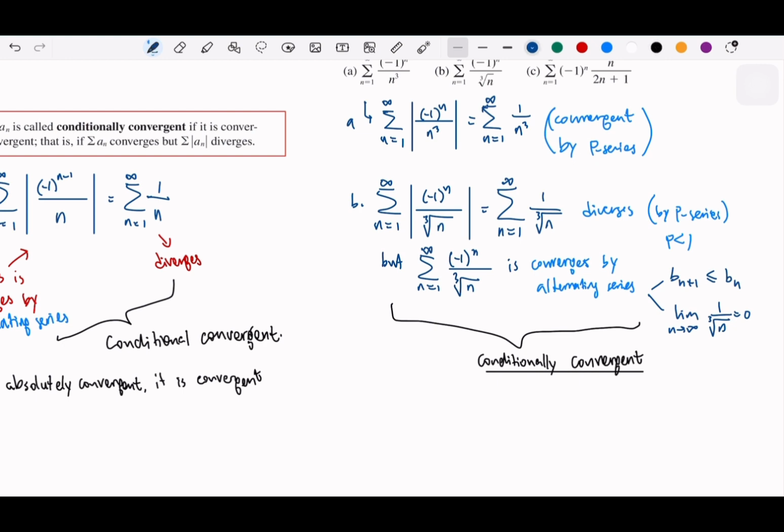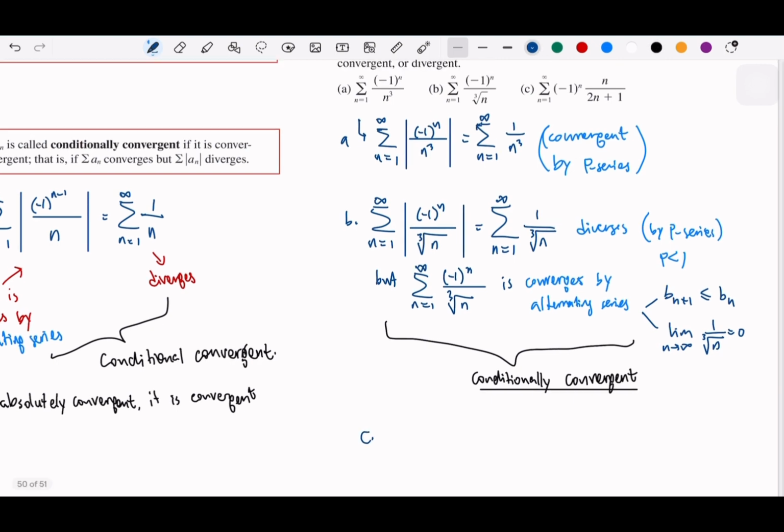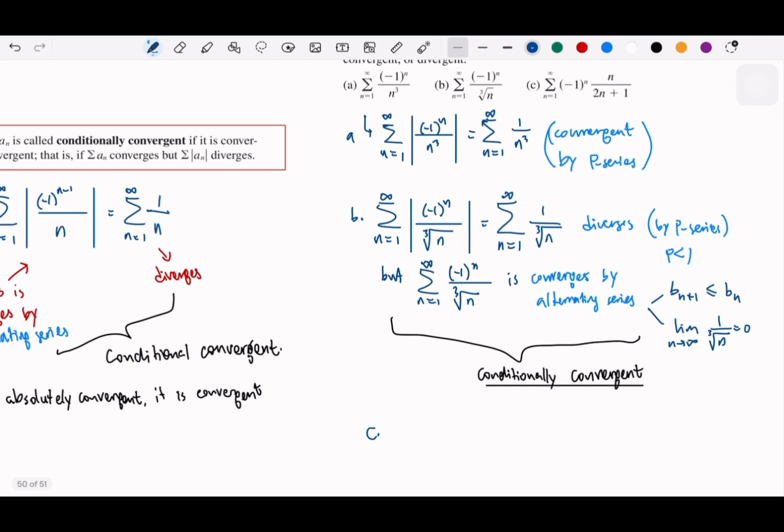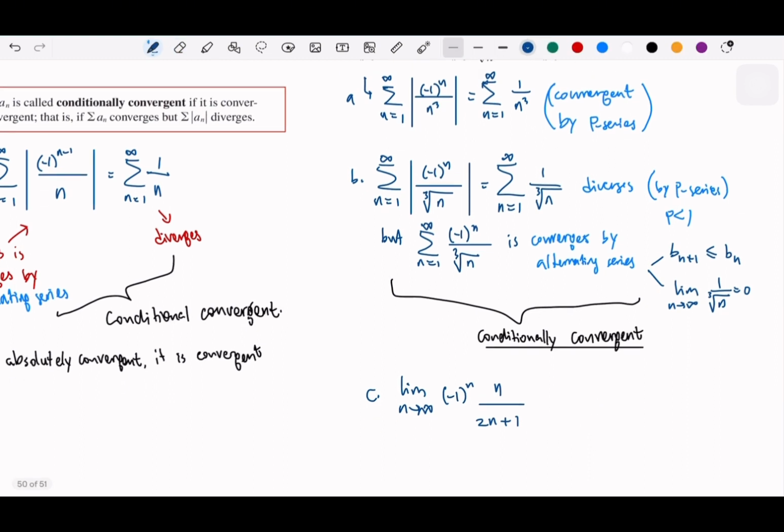Number C, we could take the limit. Let's say the limit of (-1)^n times n over 2n plus 1. I think this limit doesn't exist because of the alternating one.